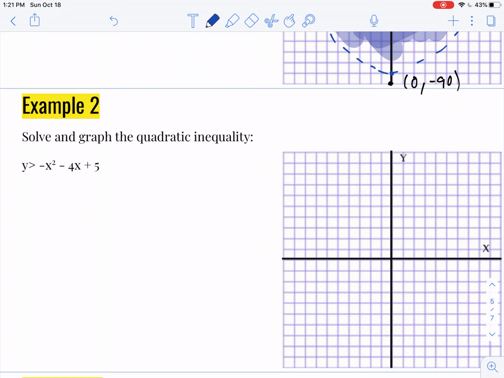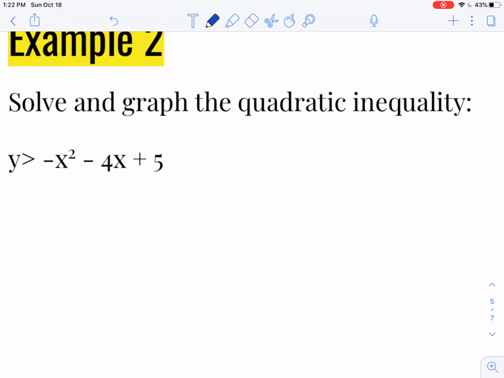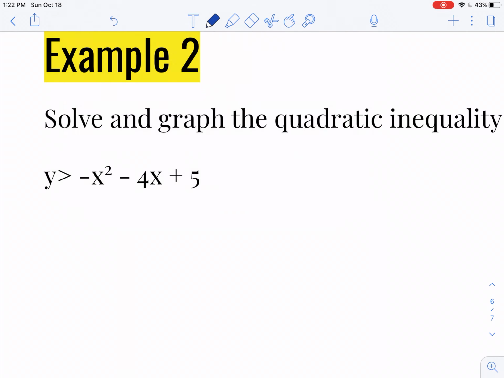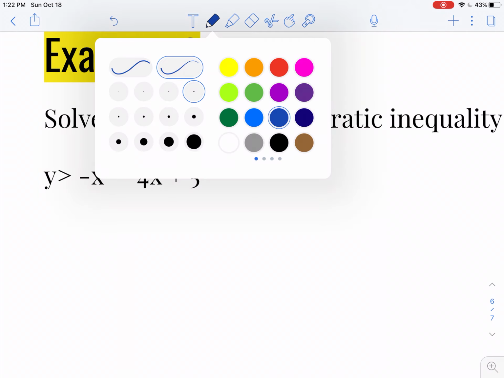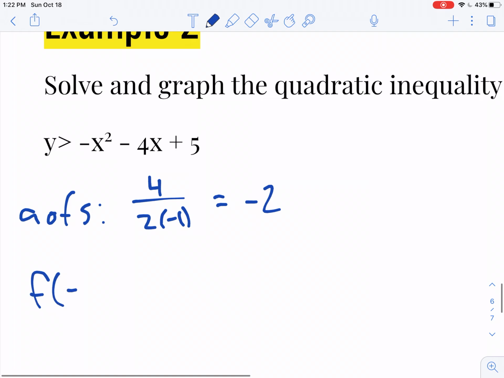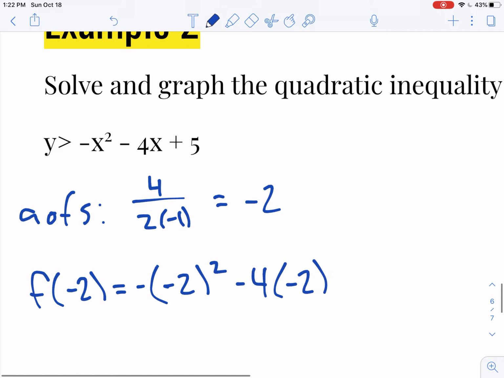All right, solve and graph this quadratic inequality. So I've got y is greater than negative x squared minus 4x plus 5. This one's a little bit tougher to graph. I actually have to go through and figure out my axis of symmetry again. So the axis of symmetry is positive 4 over 2 times negative 1, because it's negative b over 2a. So I end up with negative 2 for my x value. I'll find f of negative 2, which is equal to negative 2 squared minus 4 times negative 2 plus 5.